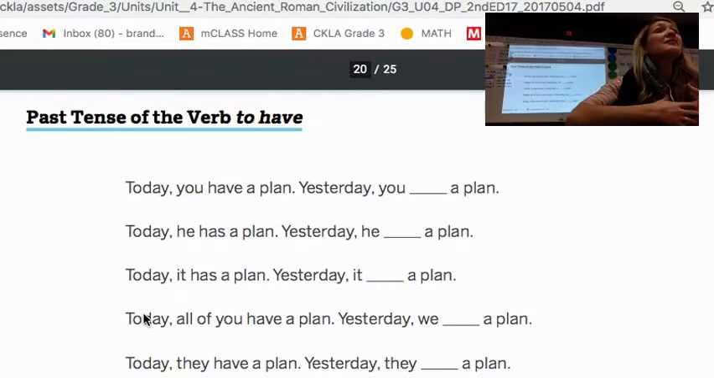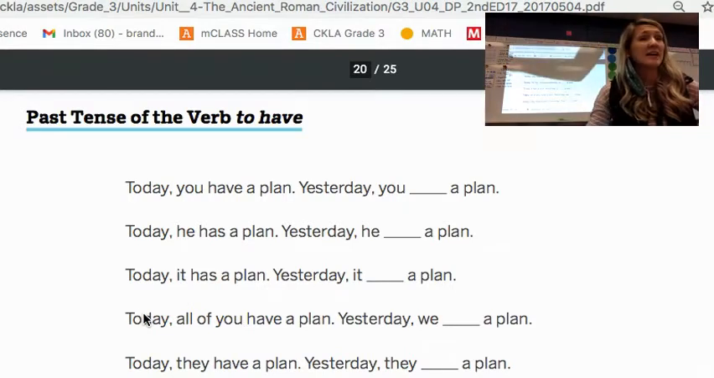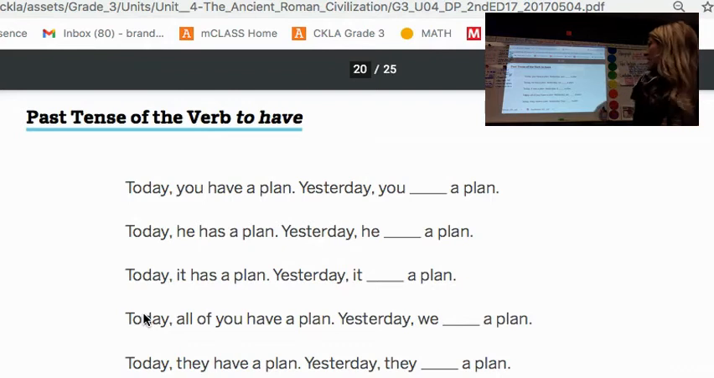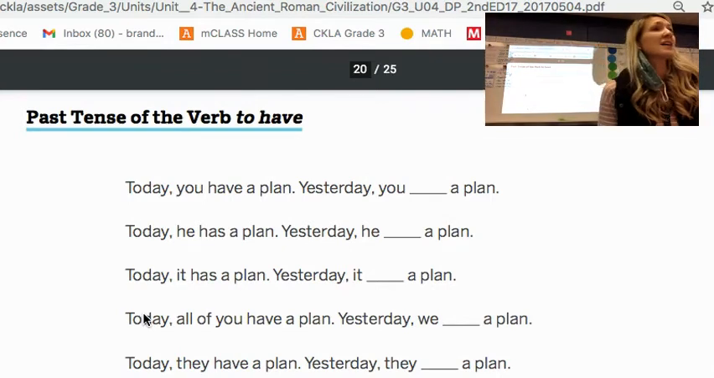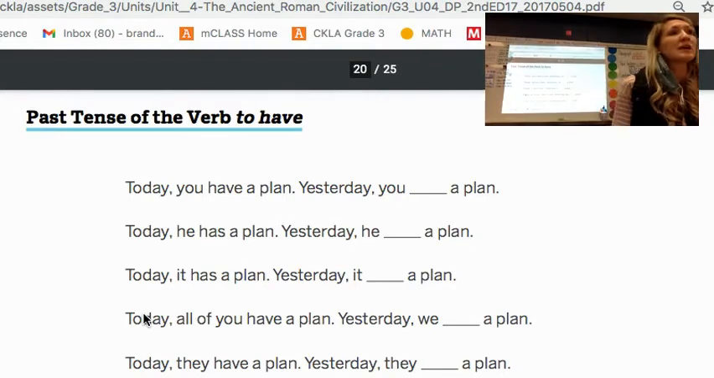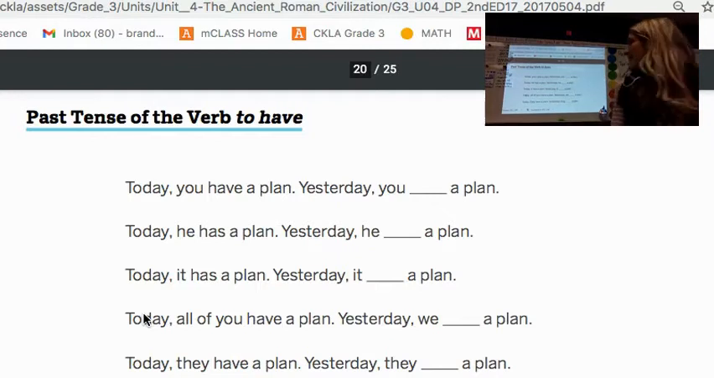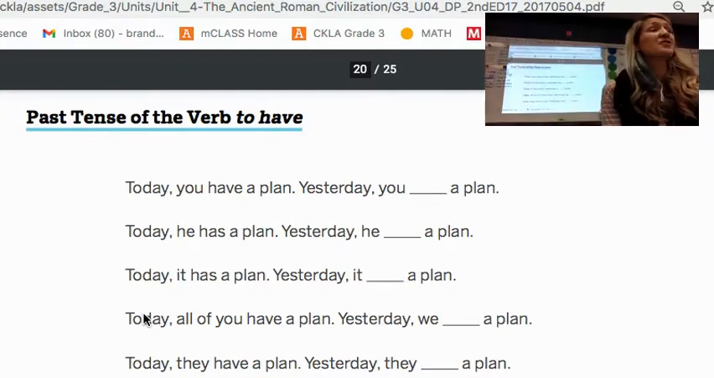Today, all of you have a plan. Yesterday, we had a plan. It's got that past tense again. Today, they have a plan. Yesterday, they had a plan.